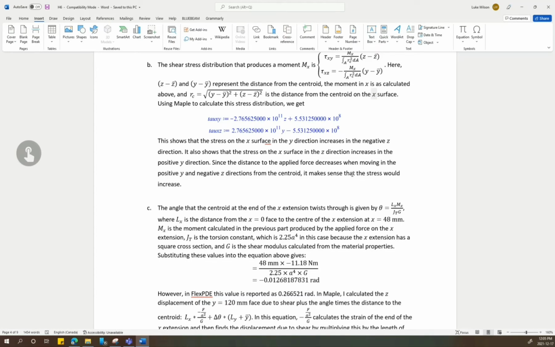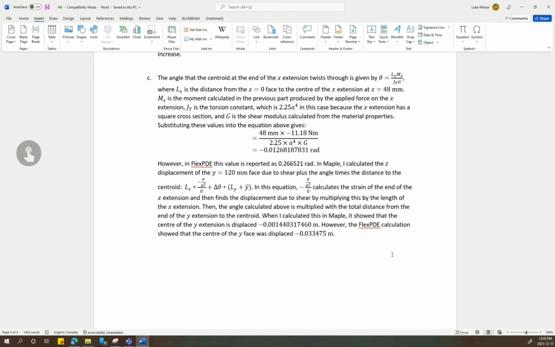So this shows that the stress on the x surface in the y direction increases in the negative z direction, and also that the stress on the x surface in the z direction increases in the positive y direction. And since the distance to the applied force decreases when moving in the positive y and negative z directions from the centroid, it makes sense that the stress would increase because it's closer to the applied force.